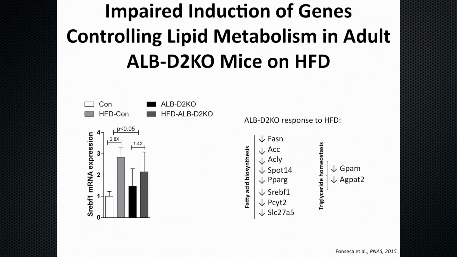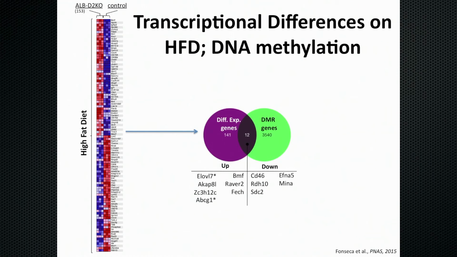So here you can see one gene in particular that is induced by a high-fat diet in the control animal. And you see that its induction is impaired in the albumin D2 knockout animal. And this pattern was consistent for many of these genes. There seems to be just an impaired induction of many of the genes when the animals are on a high-fat diet. We also performed, again, the microarray analysis and the DNA methylation profiling of the animals on a high-fat diet.